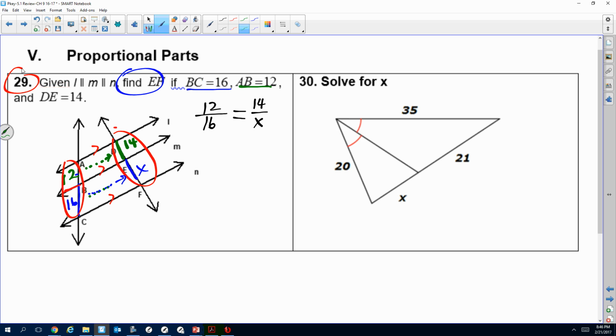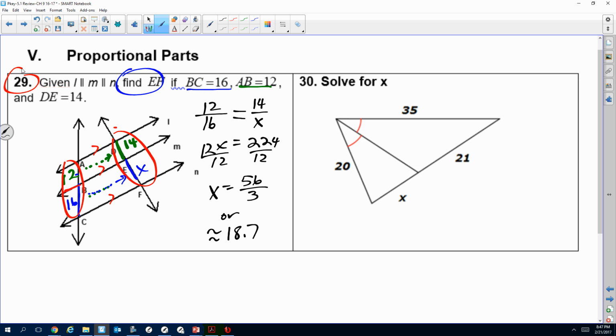All right, and now we're just going to cross multiply to solve it. So we have 12x equals 224, divided by 12, and x is 56 over 3, or you can give me the decimal, which is approximately 18.7.